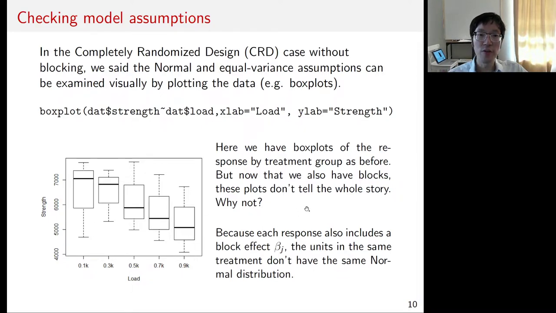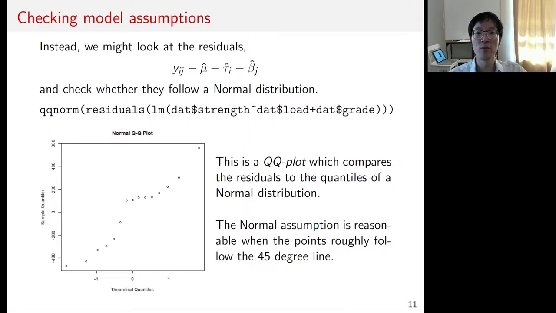So the alternative, let's introduce another kind of plot, and that is the residual plot. This is a special case of a linear model. Here we have fitted mu hat, tau i hat, and beta j hat as the predicted or fitted value for each observation. So we can check whether the residual, in other words, the difference between yij and its fitted value, reasonably follows a normal distribution. The way to do that is using what we call a QQ plot.